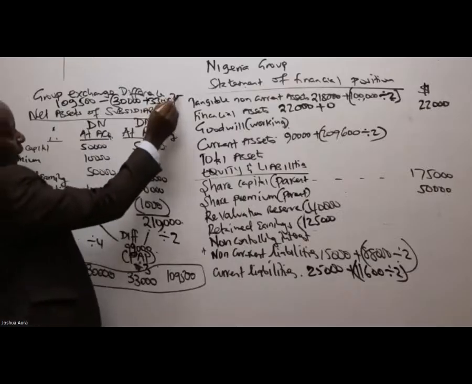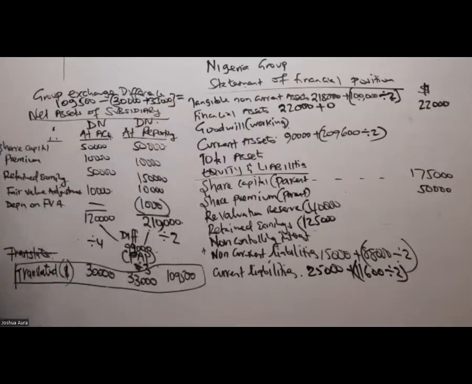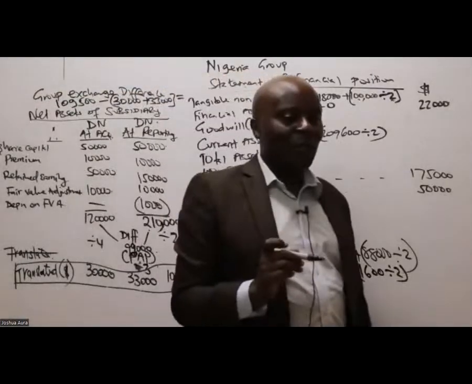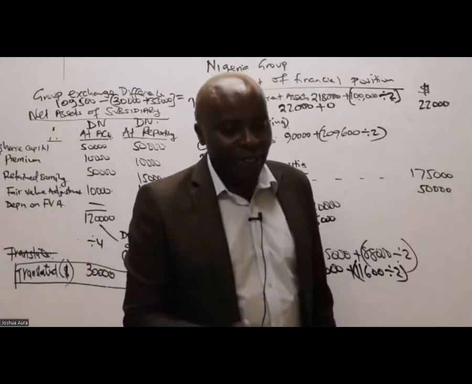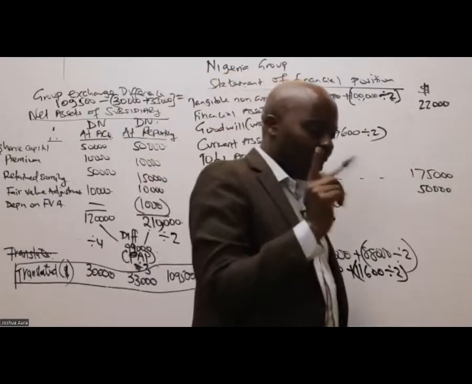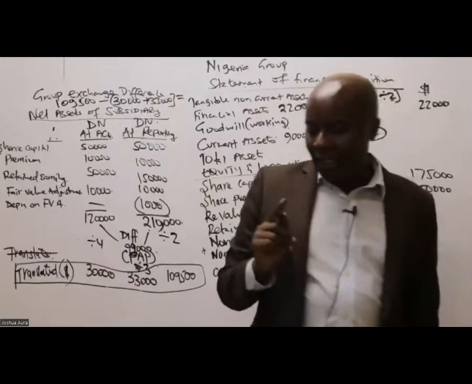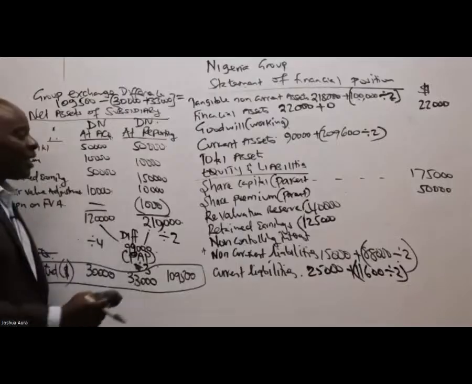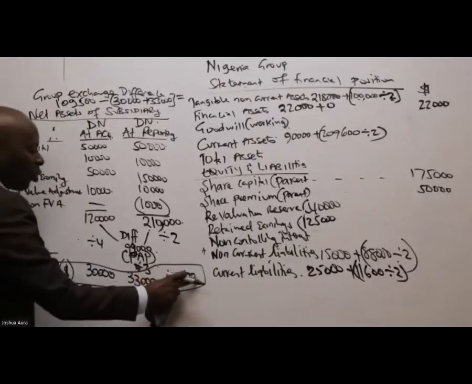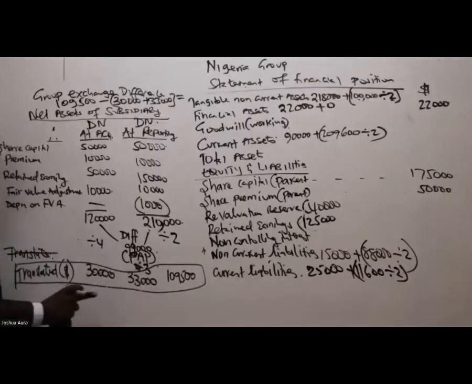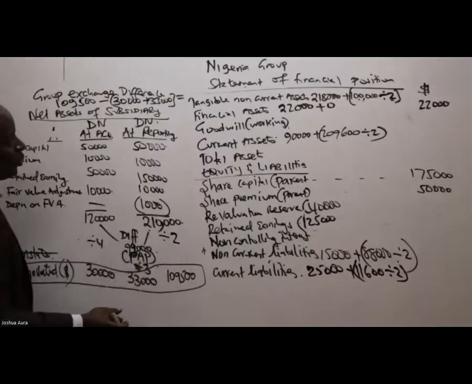So could you kindly give me this figure? The group is gaining here. The group exchange difference is 46,500. 46,500 is the gain in translation. It's a gain because we took the closing minus the sum of this. We expected the sum to be 66, but it has given us something more.